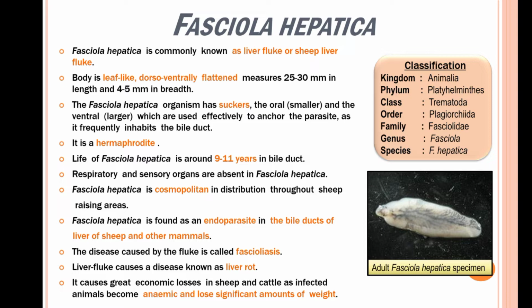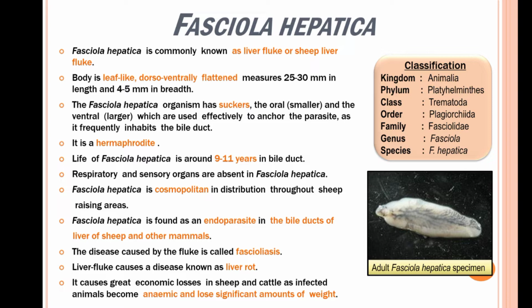Fasciola Hepatica is commonly known as liver fluke or sheep liver fluke. Its body is leaf-like and dorso-ventrally flattened. Fasciola hepatica has suckers, the oral one which is smaller and the ventral one which is larger, and the larger ventral sucker is also known as acetabulum. Suckers are used effectively to anchor the parasite as they reside inside the bile duct.